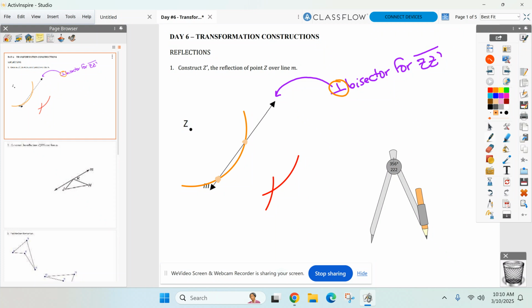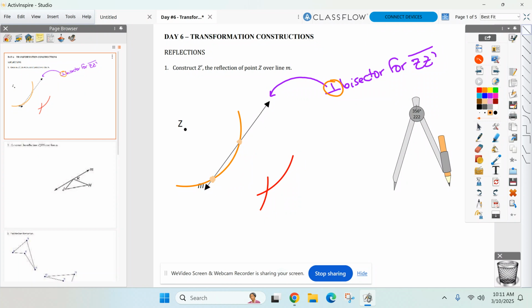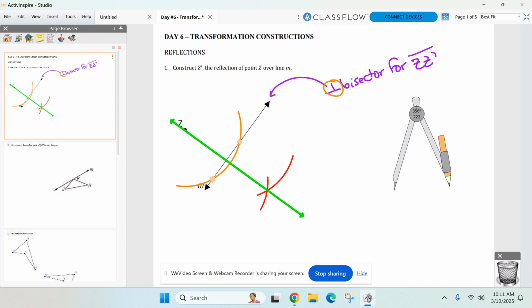And when we do that, you can grab your straight edge. And we're not done yet. We're only halfway done. Just draw in your perpendicular line. It can be a segment, a line. It doesn't matter. Make sure it's perpendicular to M. That is what matters.